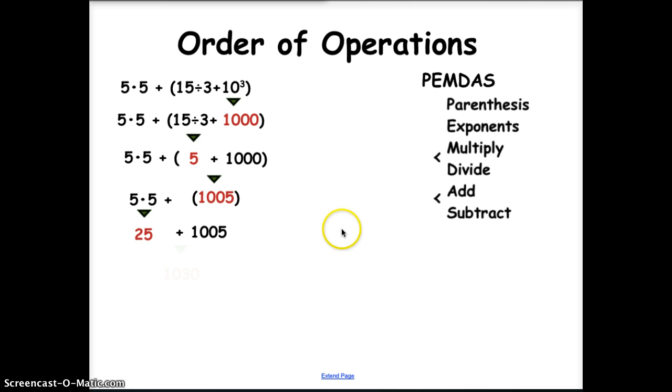I'm down to my last step. I'm going to take 25 plus 1,005, and I'm going to get my answer, which is 1,030.